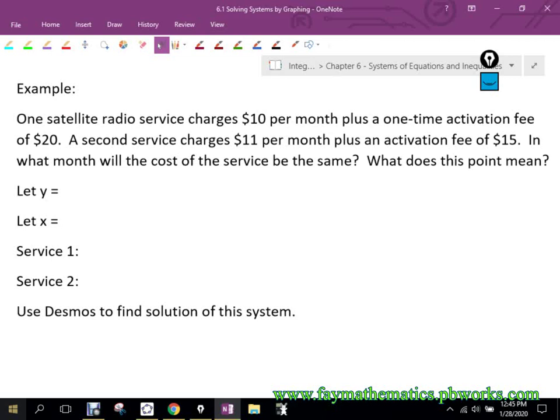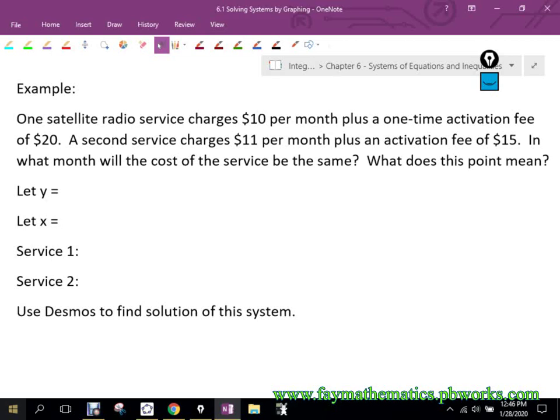So here it says, one satellite radio service charges $10 per month, plus a one-time activation fee of $20. Second service charges $11 per month, plus an activation fee of $15. So then what month will the cost of the services be the same? And then what does this point mean to us?